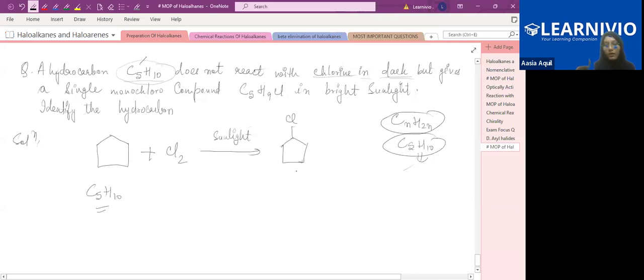This is your hydrocarbon, chloropentane. This is your chloropentane. Got my point?